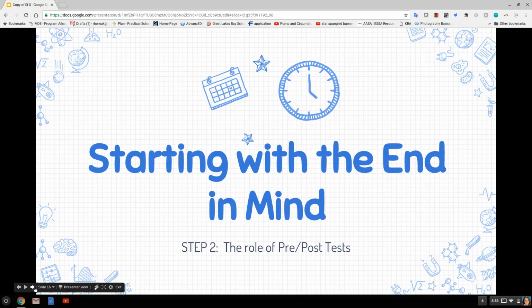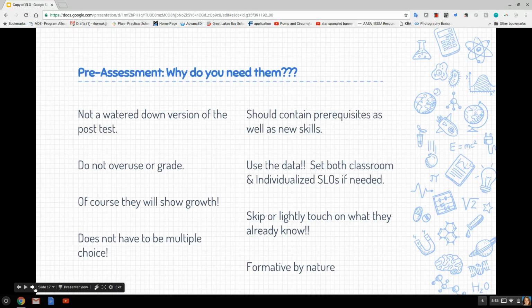So once you have your power standards, and then you set your learning targets, then you need to think about pre and post tests. Pre-assessments, why do you need them? You need to make sure that they're not watered down versions of the post test. You do not want to overuse or grade them. Most of you have this correct. You want to score them because it's informational based. We're hoping that students show growth. They should show growth. It does not have to be just multiple choice.